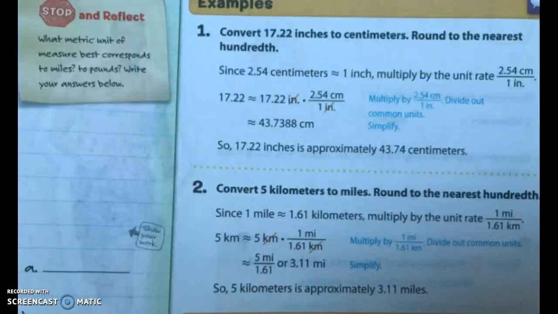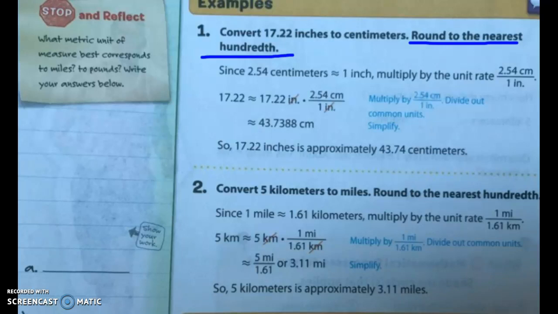Okay? Let's look at example 1. We're converting 17.22 inches to centimeters. And pay attention when it says round to the nearest hundredth. With all these decimals, when you're multiplying and dividing, you're going to get some pretty long decimals at times. So make sure you watch for that so that you don't do a lot of extra work.